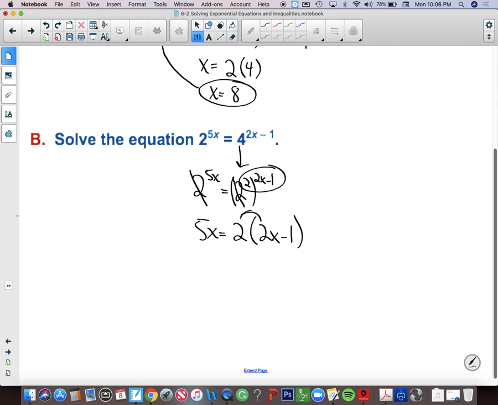Okay, so 2 distributes, which gives me 4x minus 2. Then we've got to get the x on the same side, so I'll move the 4x to the left by subtraction. That's going to give me just an x on the left. So we get x equals negative 2.